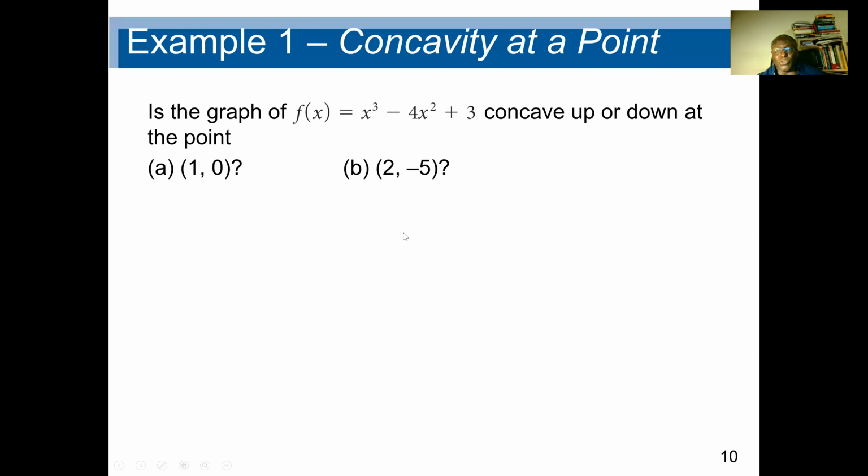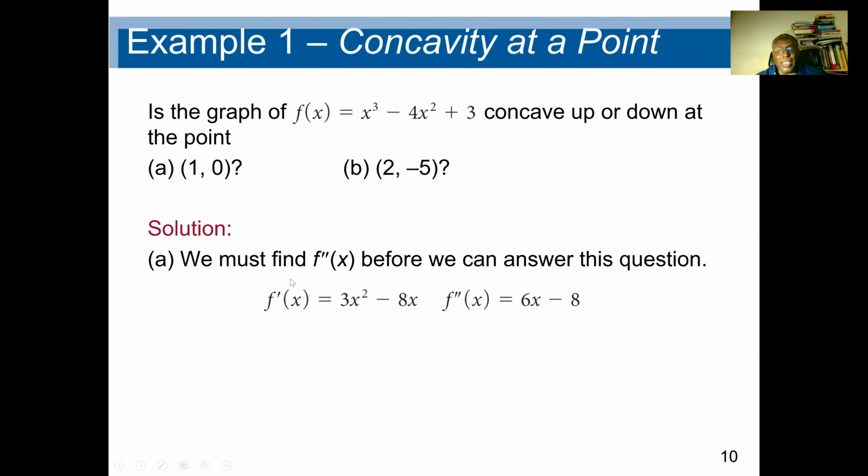So the first thing I'm going to do is to find the second derivative of the function. So we start with A. We have x cubed minus 4x squared plus 3. Using the power rule and also sum and difference, the first derivative will be 3x squared minus 8x. Sorry, minus 8x: 2 times 4 is 8, and 2 minus 1 is 1. So it will be 3x squared minus 8x.